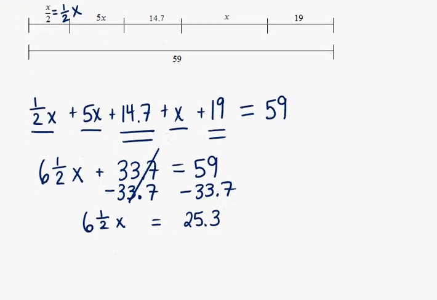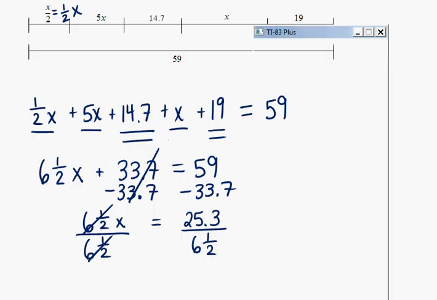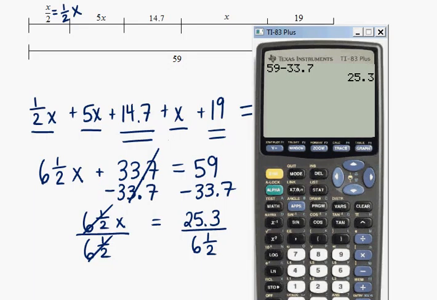Now we only have one step left in order to solve our equation. The 6.5 is attached to the x by multiplication. The inverse operation of multiplication is division, so I'm going to divide both sides by 6.5. Now my calculator doesn't use mixed numbers, so I'm going to enter it in as 6.5. 25.3 divided by 6.5 equals this messy number. I can represent that in 2 different ways.